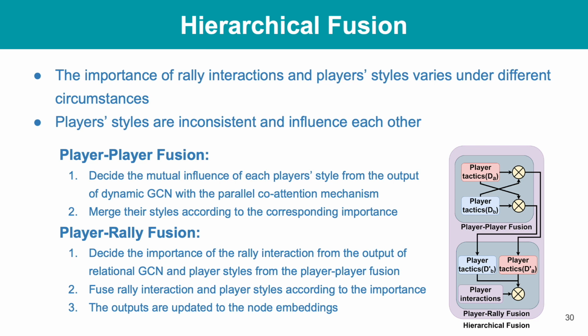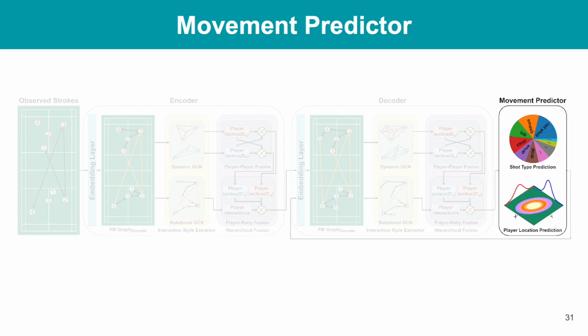Afterwards, the player-to-rally fusion takes the outputs of player-to-player fusion and the outputs of relational GCN to determine the corresponding dynamic weights with reasonable weights. Then, the propagated node embeddings are updated based on the dynamic weights. To predict the shot type and the locations of two players, a movement predictor is adapted for them.